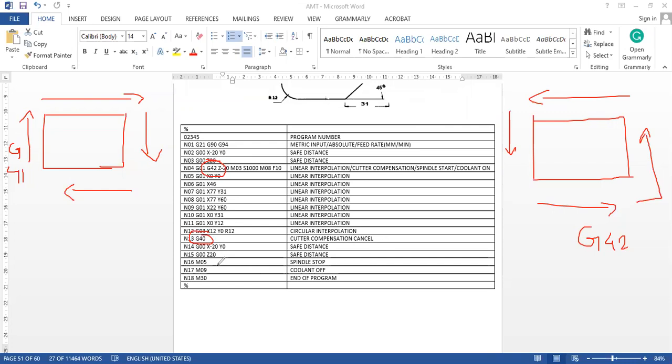Then G00 X minus 20. X minus 20 means safe distance. This is X minus 20, that is the safe distance. Then G00 Z20, again safe distance. M05 spindle stop, M09 coolant off, and the end of the program.